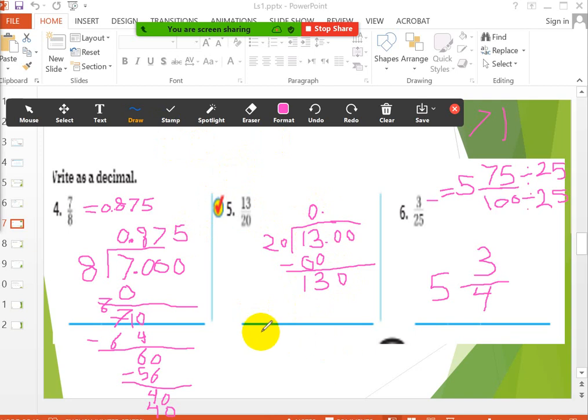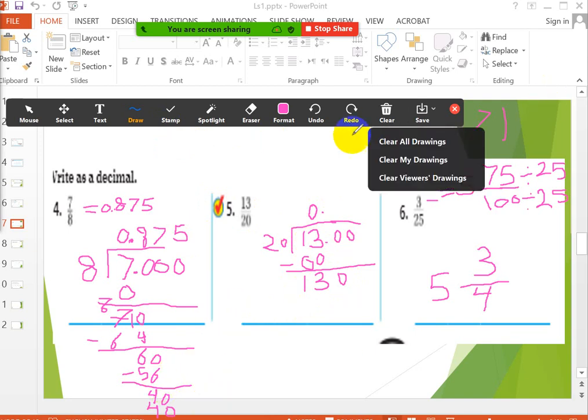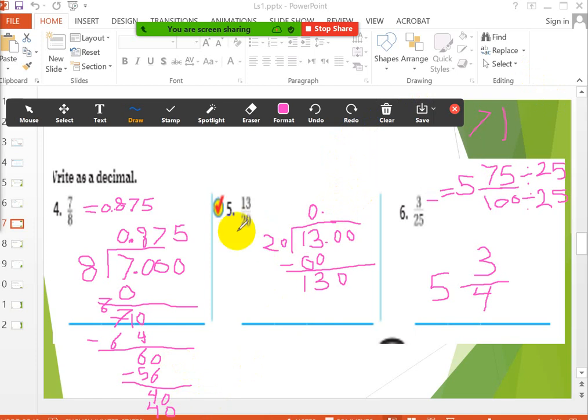20. It will be close to 130. I think it will be 6, because how many 20s in 100? It will be 5, right? And there is 30. In the 30, I have only 110 or 120, so it will be 6. Now, 6 multiply 20. 6 multiply 0 equals 0. 6 multiply 2 equals 12. So it will be 120.